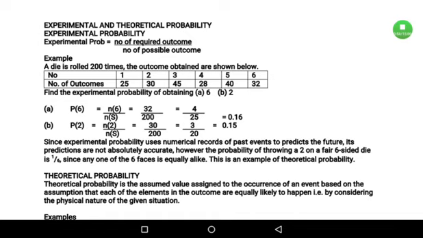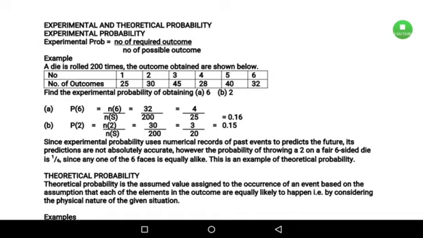A die is rolled 200 times. Can you see this? The outcomes obtained are shown below. The number of times that one showed after rolling the die 200 times is 25. One showed 25 times, two showed 30 times, three showed 45 times, four 28, five 40, and six 32 times. Now we have to find the experimental probability of obtaining a 6 and a 2.